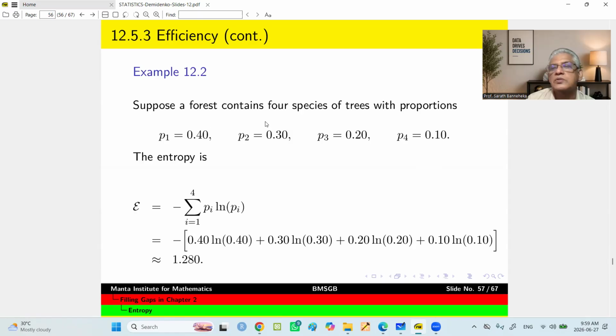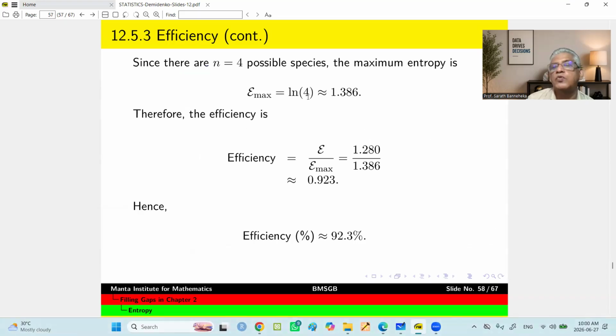two categories. So let's look at what we are going to get as the relative entropy or efficiency of this particular forest, right? So entropy is equal to finally 1 point... Okay. This is the entropy, 1.28, right? Entropy of this particular forest. But what is the maximum entropy if there are only four species? What is the maximum entropy? Maximum entropy is going to be log 4, log n is going to be 1.38.